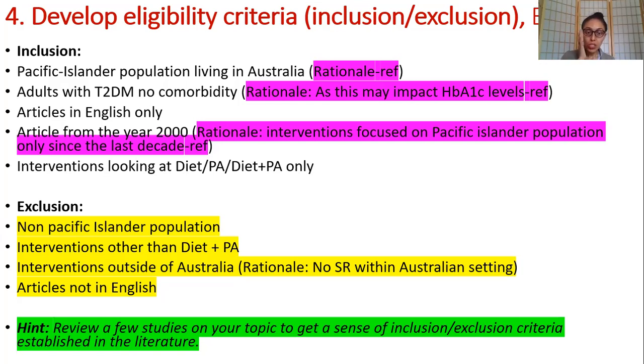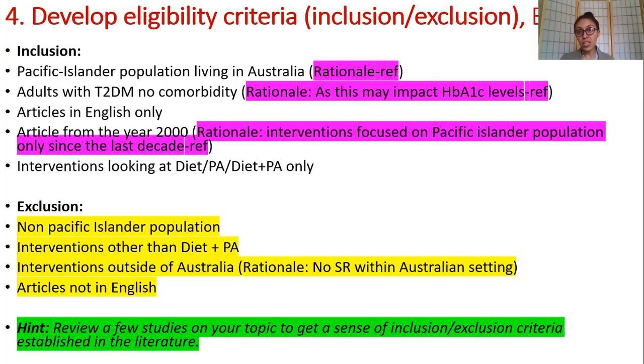Okay. Then exclusion criteria: if there are research articles which are doing this lovely intervention on diet and physical activity, but they have included a non-Pacific Islander population, those articles are not of my interest. Then interventions, as I said, which are other than diet and physical activity, like medications, not of my interest. Interventions outside of Australia, okay? Because as I said, my rationale was there is no systematic review done within the Australian setting. Maybe for Pacific Islanders who are residing in the United States, a systematic review exists in that space, but not within the Australian setting, all right?